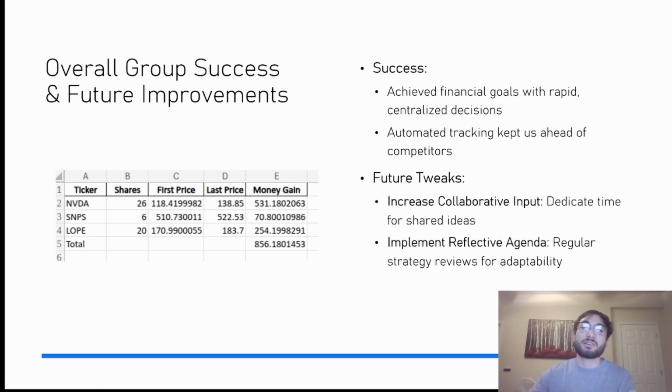We achieved our financial goal of getting a decent amount of money through swift, centralized decision making and my automated tracking tool. When we'd sit down to do the project, I'd just say the code will take care of it, and the price is already recorded. So we could talk about other things than recording individual stock prices. For future projects, I'd like to adjust two things: increase collaborative input, setting aside time for everyone to share ideas and boost innovation, and implement a reflective agenda. Regular strategy reviews could help us adapt to market changes. But as you can see, we did really well.